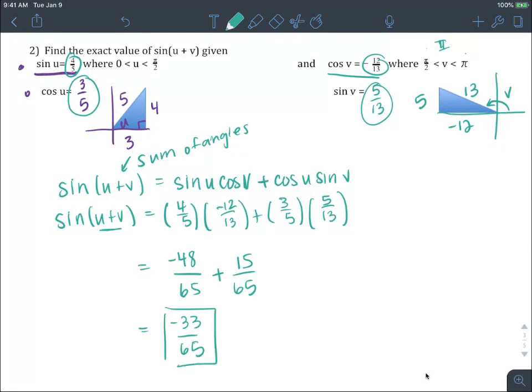So the ratio, when I add angle u plus angle v, we get a sine ratio of negative 33 over 65. So the new angle is going to be in either quadrant 3 or 4.